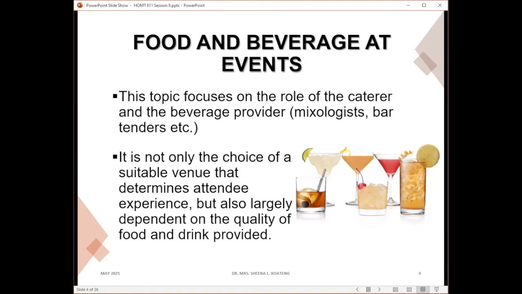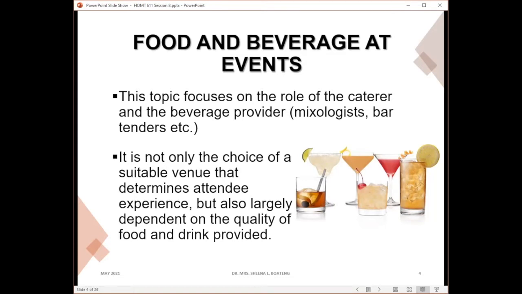Now, we also need to appreciate the fact that it is not only the choice of a suitable venue that determines the experience that the attendees at your event will have. In fact, the food and the beverage that is served to the attendees once they come to the event contributes a large part of determining the quality of their experience. So depending on how good the food and beverage that you serve is, the better the experience your participants will have. In certain scenarios, we hear people attend events and they come back and the conversation centers around the food and drink that was served.